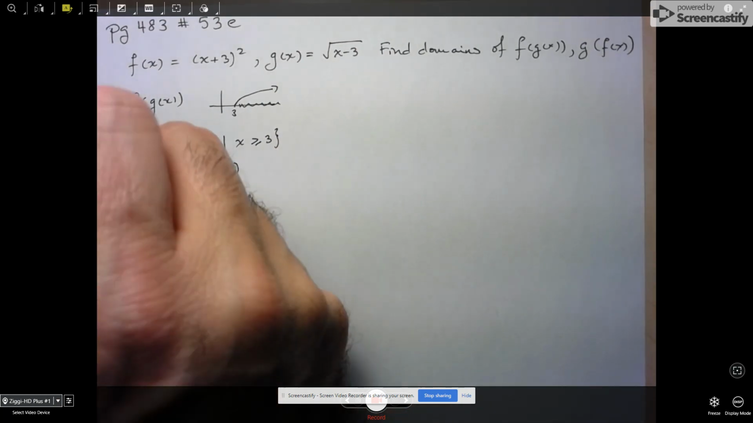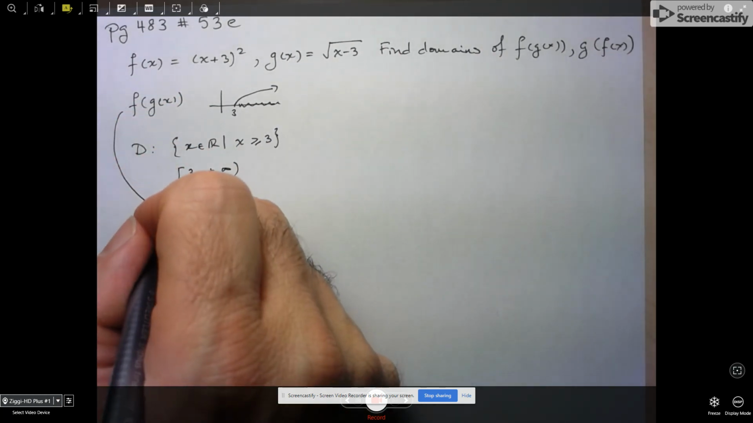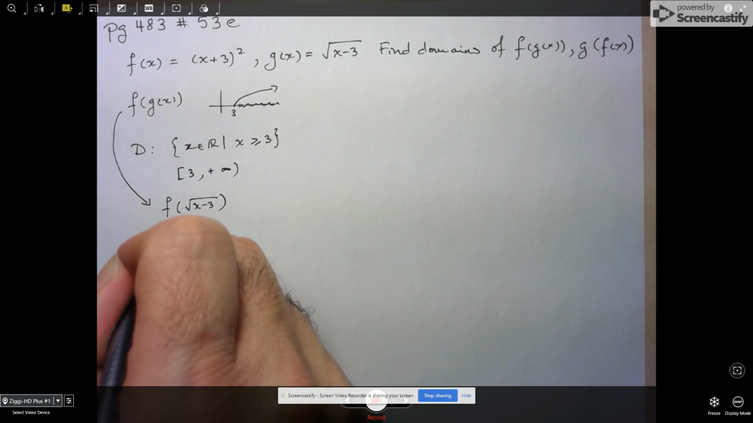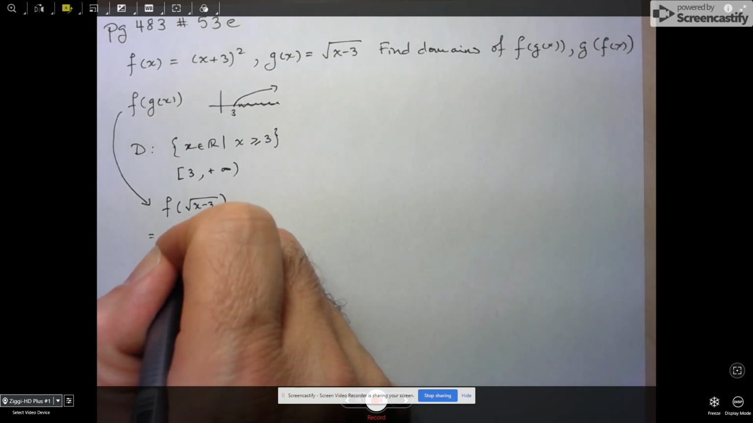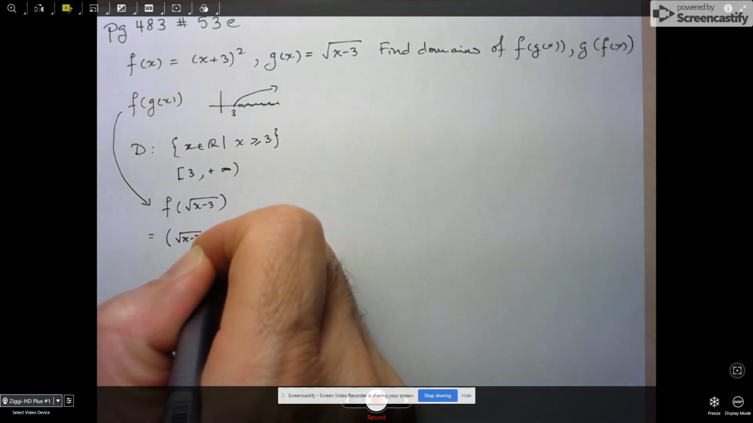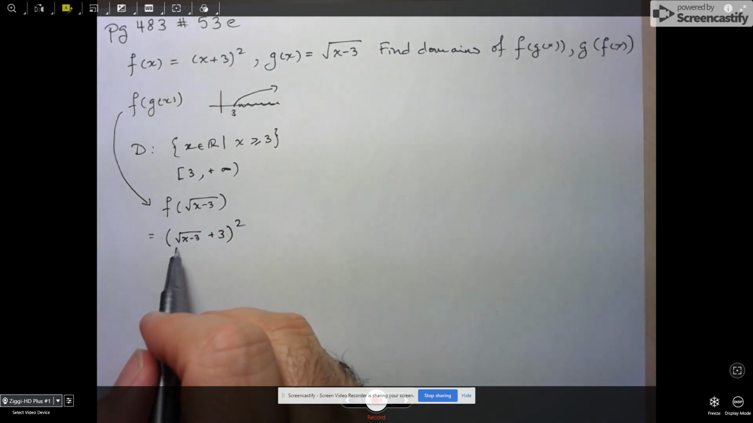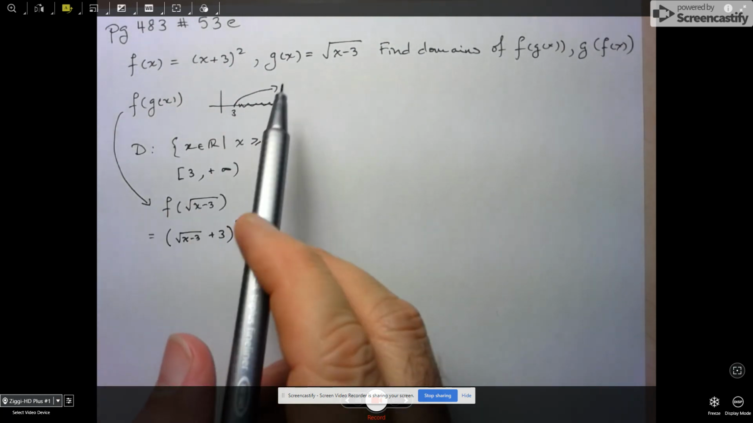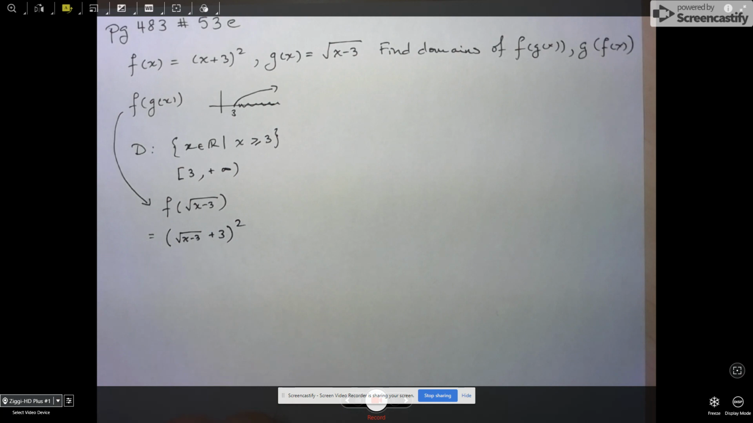Now, one thing you can always do is actually write out the final function. Here f of g of x means we're taking f at root x minus 3, and then we just input that into the function f. So that's going to be root x minus 3, plus 3, squared. We can see from here that the only restriction is that whatever's inside the square root is going to have to be positive. So we could have made the argument both by just thinking of one function being followed by the other, or just actually write out the function and from there determine what the restrictions are.